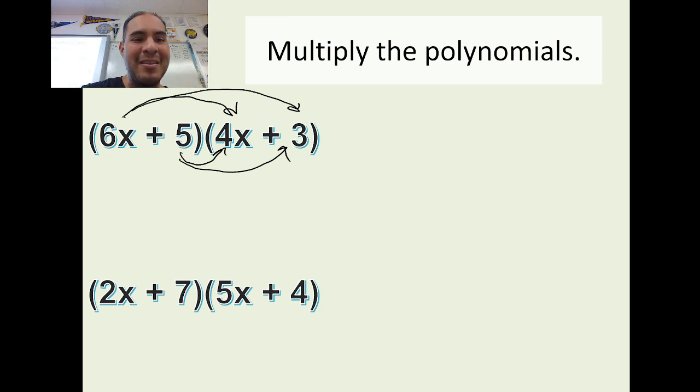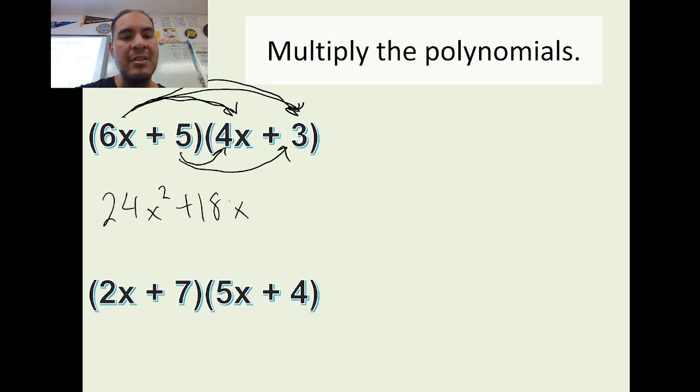First, we're going to multiply the 6x times 4x. 6 times 4 is 24, and x times x is x to the power of 2. Then we're going to multiply the 6x to the 3. 6x times 3: 6 times 3 is 18, and we're going to bring that x down with it. 6x times 3 is 18x. Now we're on to the 5. We're going to multiply the 5 times 4x. That gives us 20x. 5 times 4 is 20. Finally, our last multiplication, the 5 multiplied to the 3. 5 times 3 is 15.